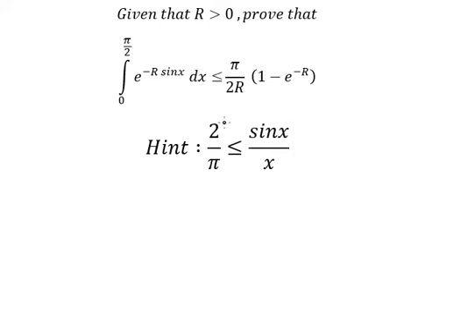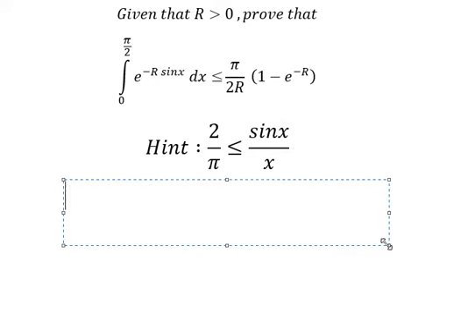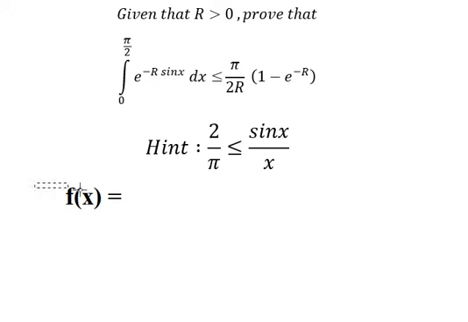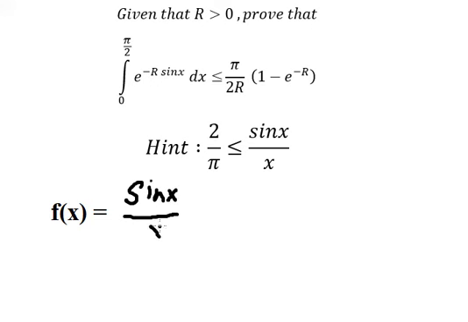Do you know why we have 2 over b is smaller than or equal to sin x over x? The first thing we need to consider is the function f of x equals sin x over x. So we know that the integration is from 0 to b over 2. That means it starts at number 0 and stops at b over 2.